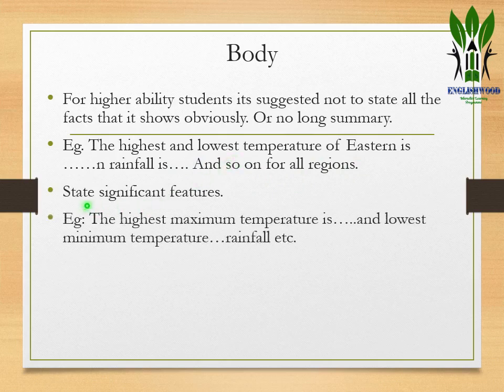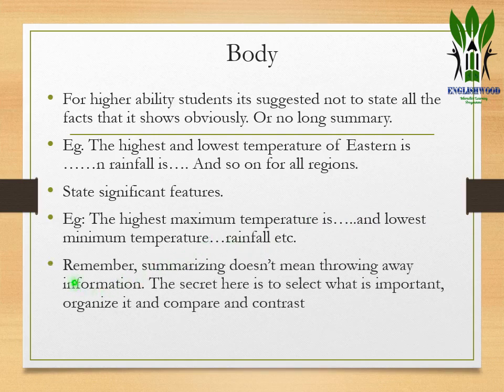Then state significant features. For example, the highest maximum temperature is this much, and the lowest maximum temperature is this much in this region. And the highest rainfall and the lowest rainfall, make this significant. So remember, summarizing doesn't mean throwing away information.